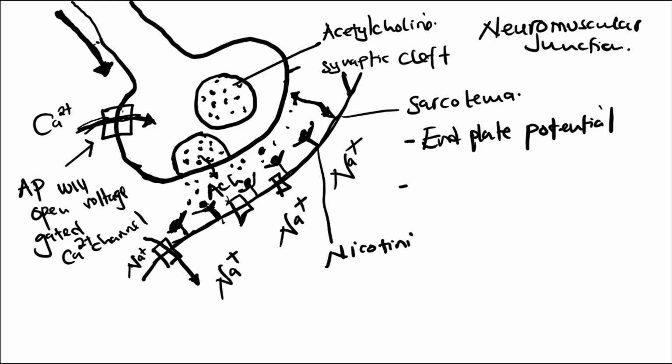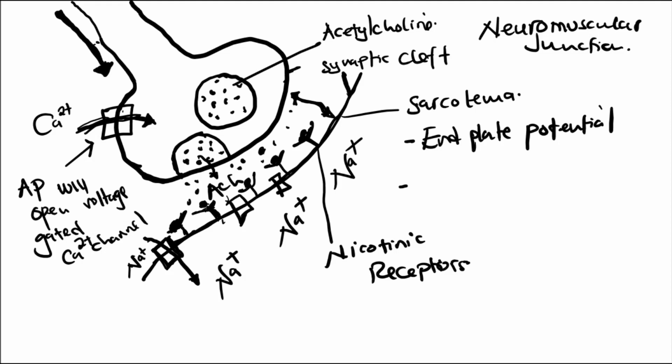The nicotinic receptors will then cause a configurational change in the ligand-gated sodium channels, which will cause them to open. And when the ligand-gated sodium channels on the muscle end plate open, sodium will enter the muscle cell, causing an end plate potential. When an end plate potential reaches the threshold potential, an action potential will be propagated in the muscle cell. And that action potential will now cause contraction, which we're going to talk about in the next video that we're going to do.